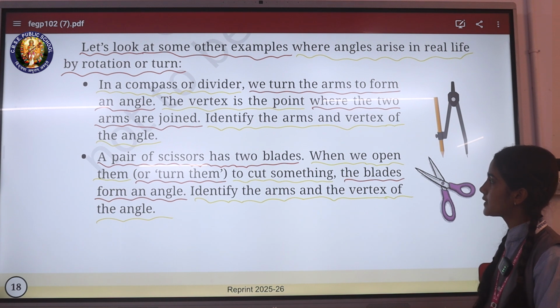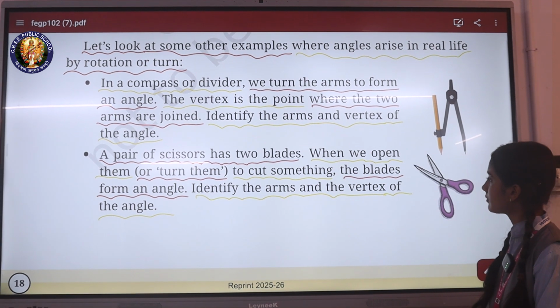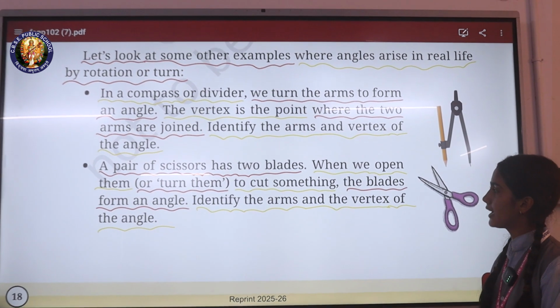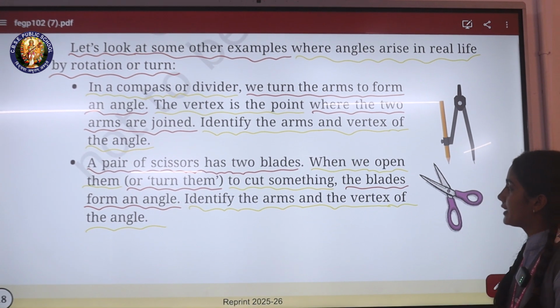A pair of scissors has two blades. When we open them or turn them to cut something, the blades form an angle. Identify the arms and the vertex of the angle.